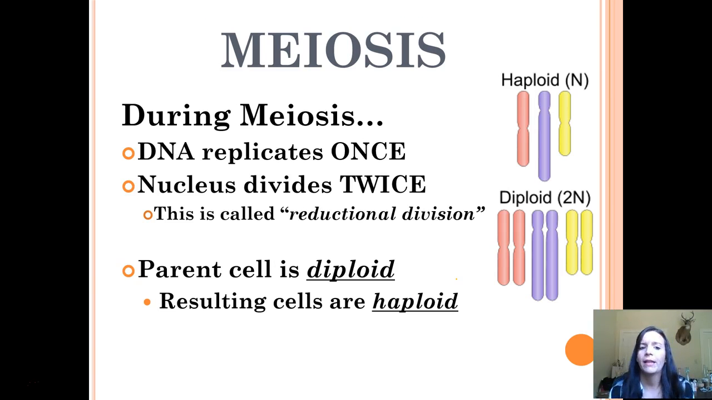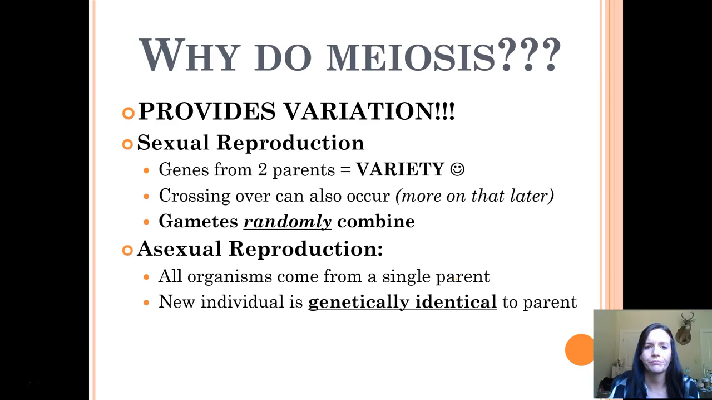Now that we've talked about that, let's get into meiosis. During meiosis, DNA is going to replicate once, but the nucleus divides twice. This is something called reductional division. The parent cell is diploid, and the resulting cells are haploid.